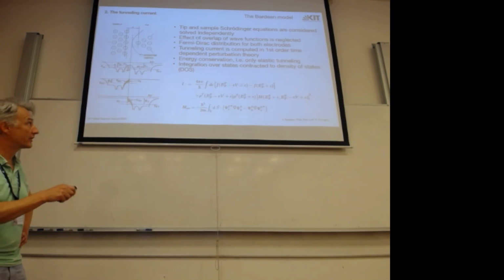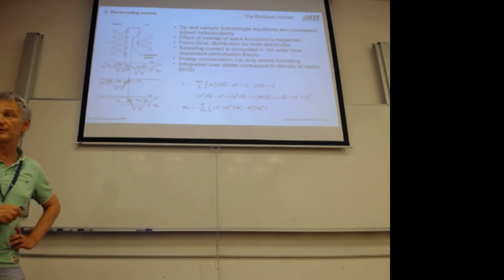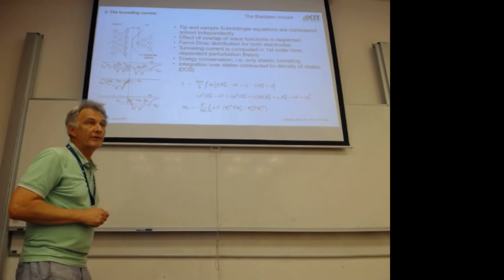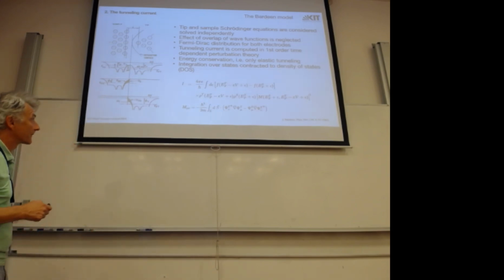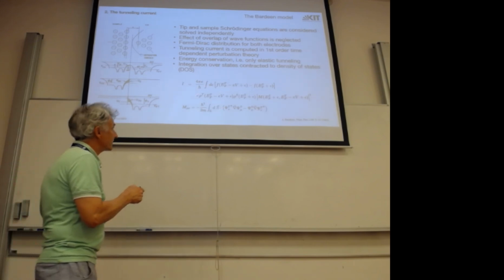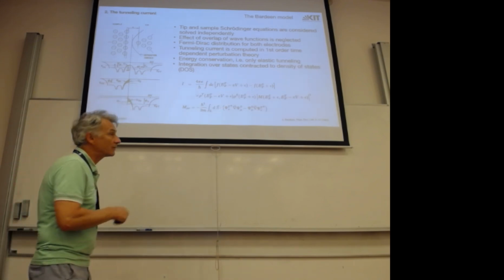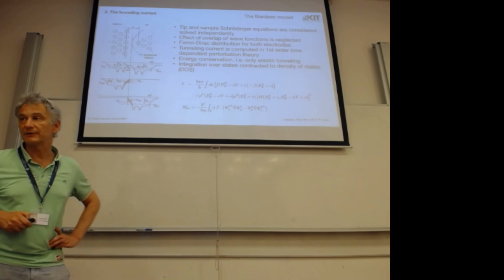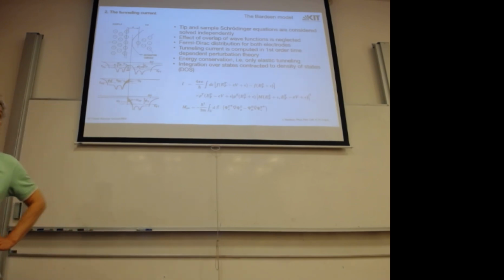If both are occupied, this is 0. If both are unoccupied, this is 0. Only if one of the two is occupied and the other is empty. And then you integrate over the states. So what you end up with is the density of states of the sample, and then you have a tunneling matrix element. So this is tunneling through a vacuum barrier.